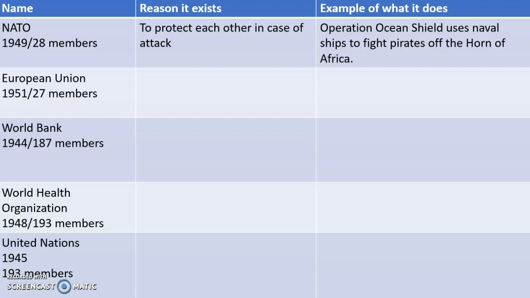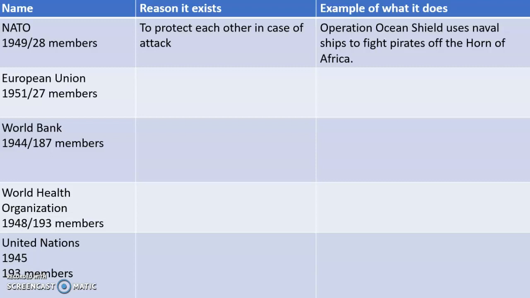And an example of something that it has done, and even today, was Operation Ocean Shield, where they used naval ships to fight off pirates, yes, pirates, off the Horn of Africa. If you remember, there was that movie with Tom Hanks in it. What was it called? Captain Phillips, where they were off the coast, I want to say Africa, and their ship was taken over by pirates. Not our pirates, but you know what I mean.